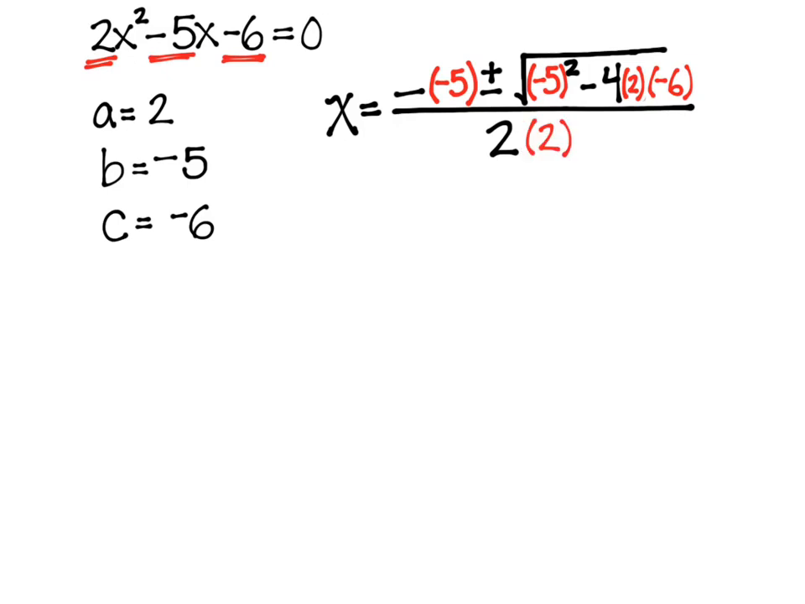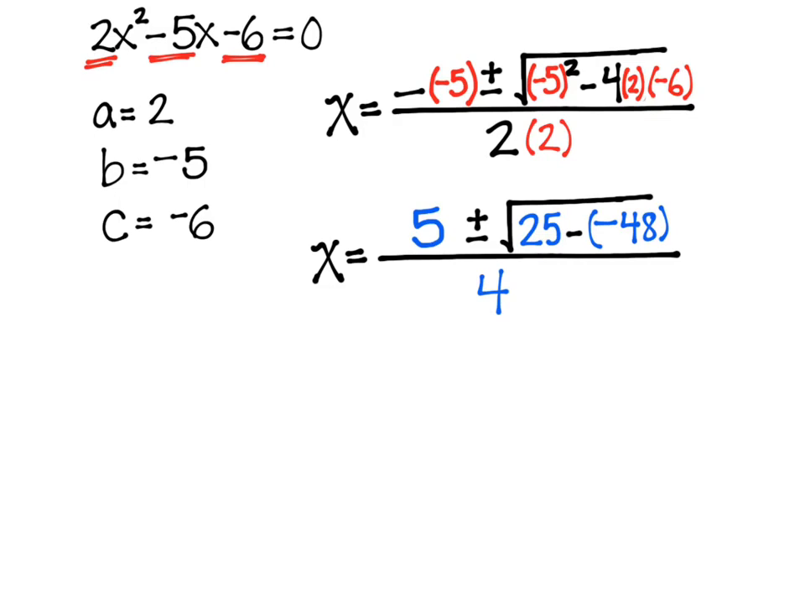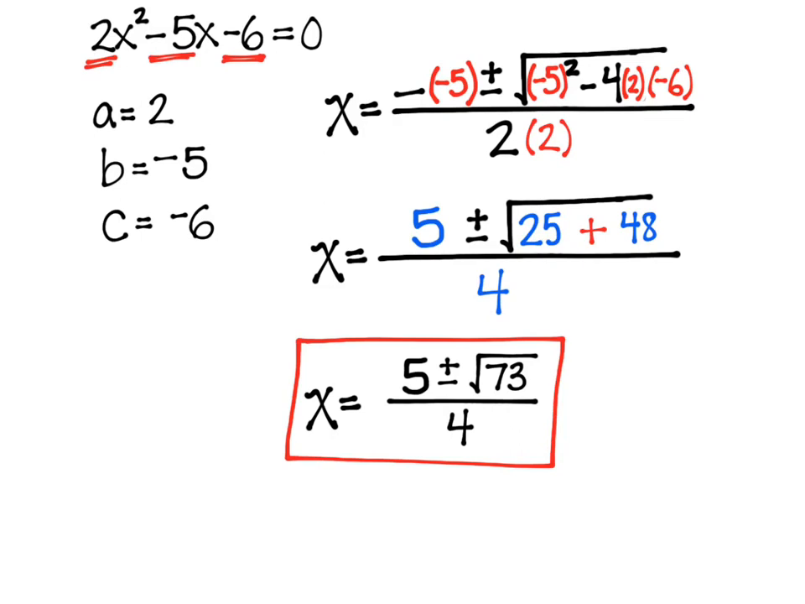We need to do some simplification. And now under this radical, we need to simplify this radicand. I've got a negative and a negative there, so that becomes a positive. And simplifying that, I get the square root of 73. And that doesn't simplify any further.